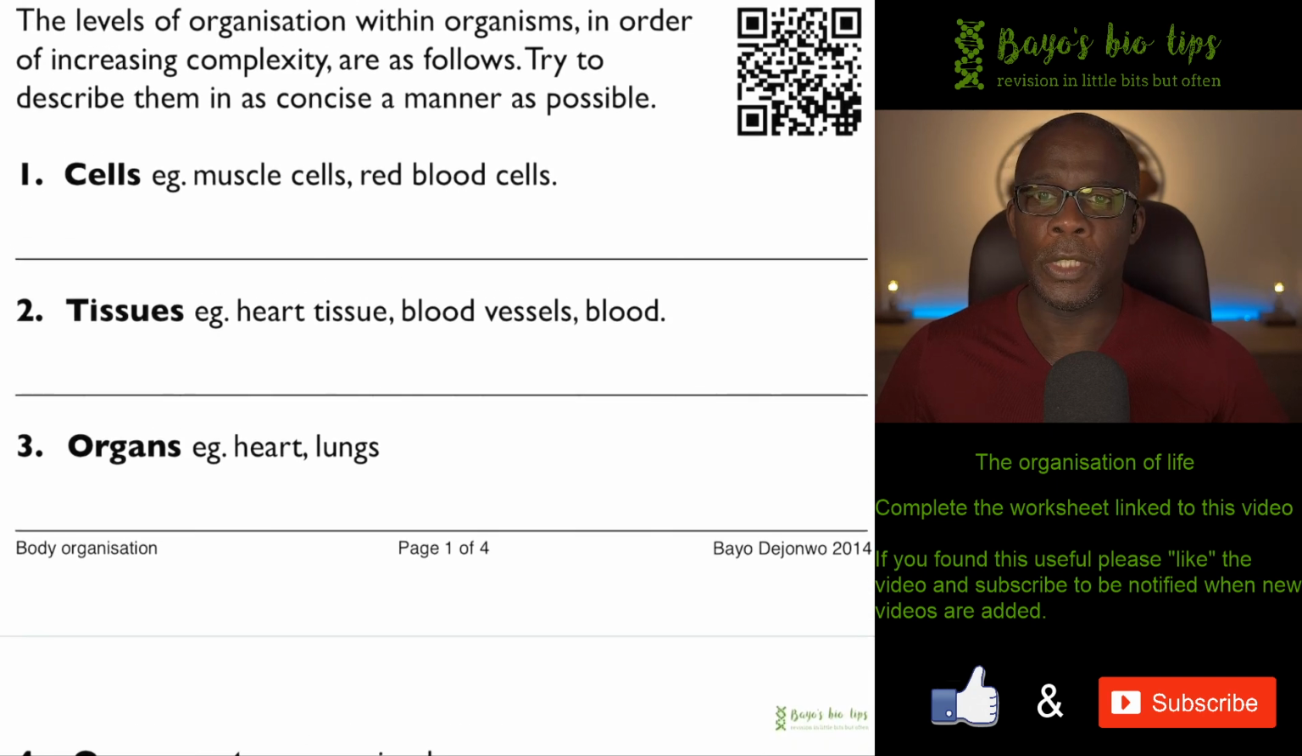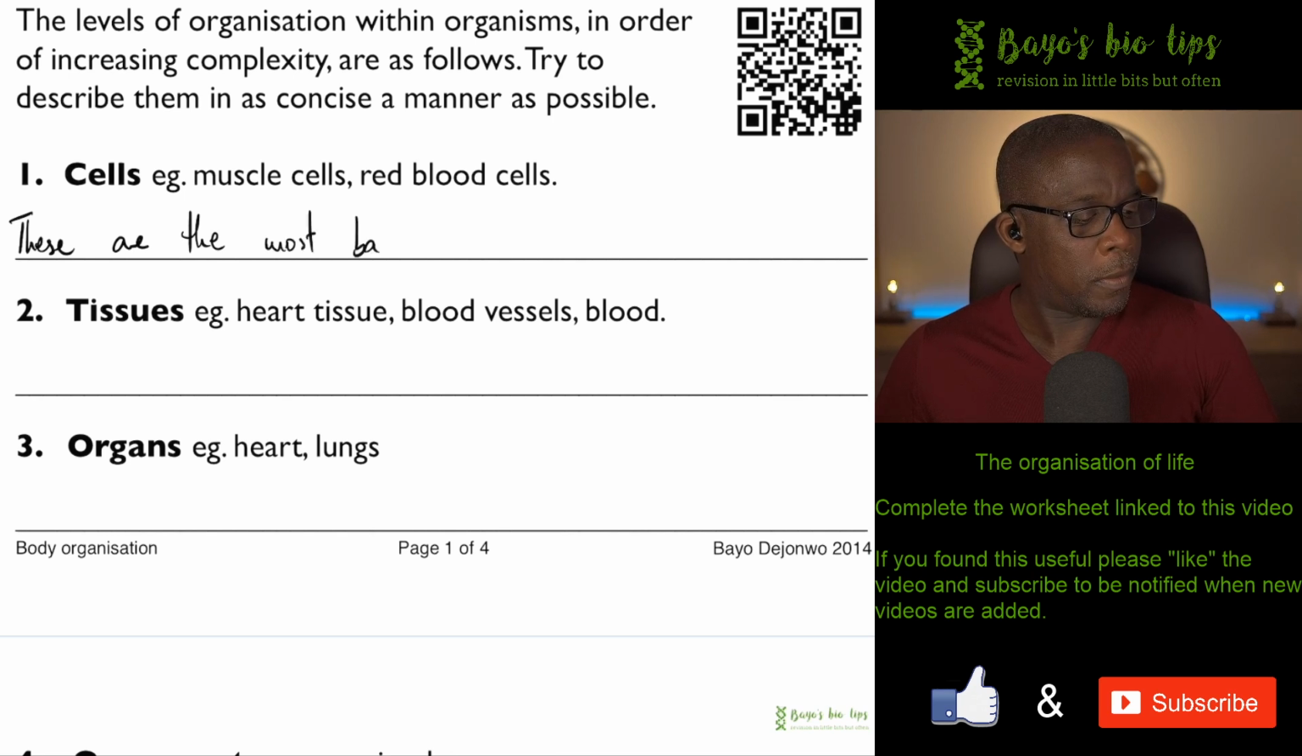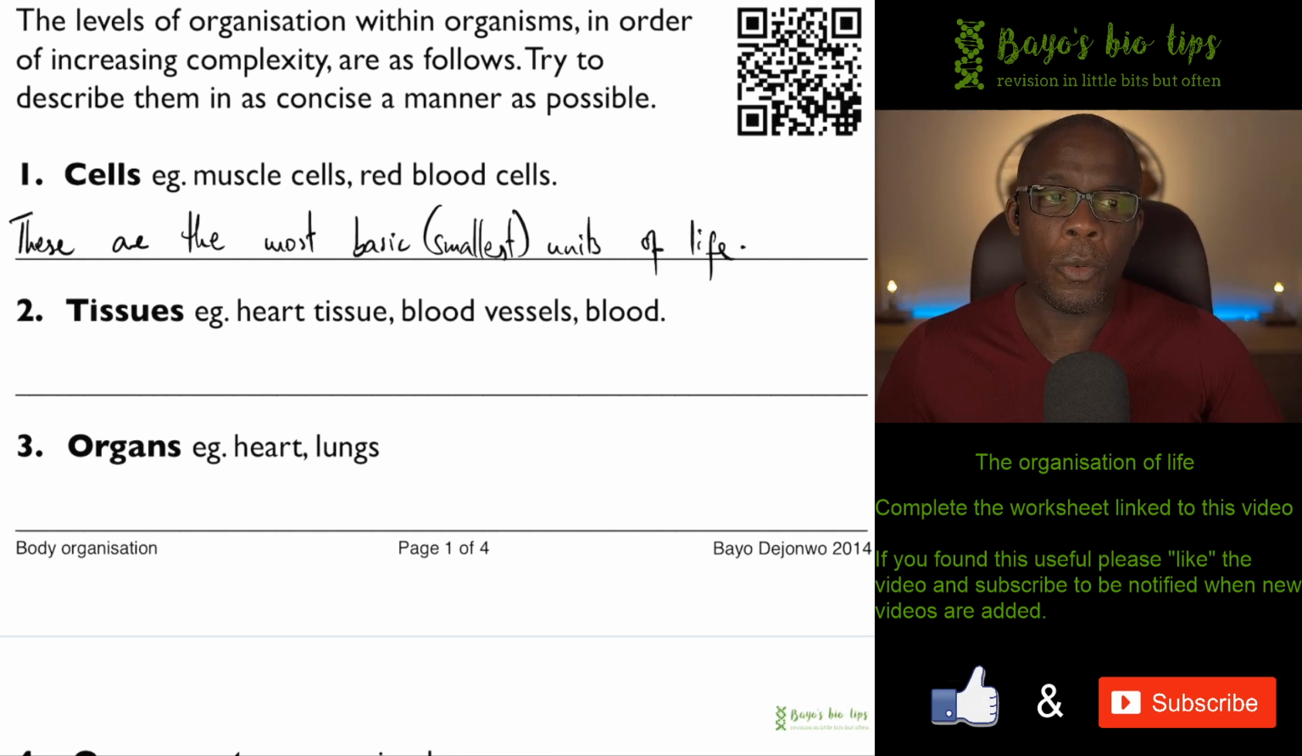So the levels of organization within organisms are listed in order of increasing complexity. Try to describe them in as concise a manner as possible. So let's start off with cells. As I said earlier, these are the most basic or smallest units of life. And all organisms are made up ultimately of cells.